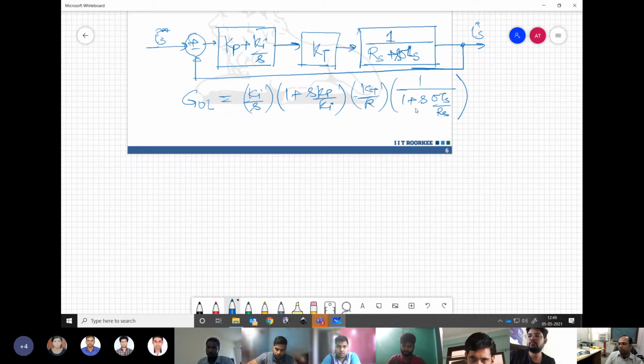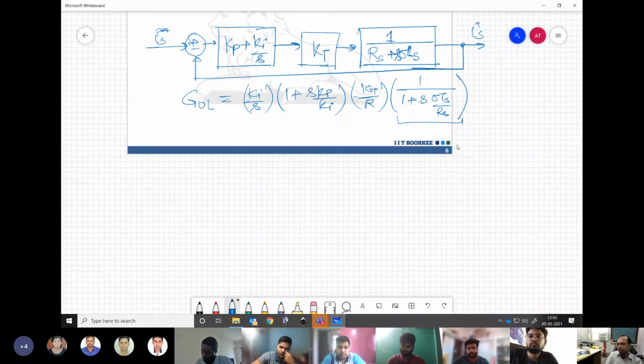Correct? Now what you are cancelling? What is the meaning of cancellation? Which one is the pole actually here? This is the pole, right? 1 by 1 plus sigma LS by RS, not TS. This is LS, so we can write sigma TS also, that is also fine. And this is our zero, 1 plus s Kp by Ki. Now cancelling means what? We are equating these values, whatever are the coefficients of s.